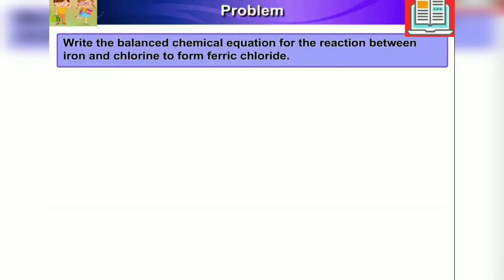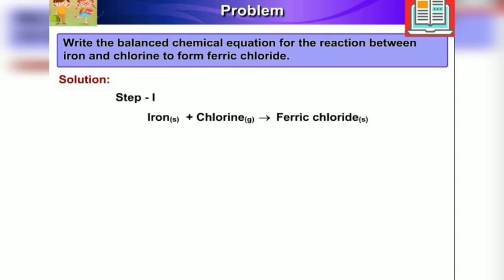Write the balanced chemical equation for the reaction between iron and chlorine to form ferric chloride. Solution. Step 1. Iron in solid form plus chlorine in gaseous form gives ferric chloride in solid form. Step 2. Fe in solid form plus Cl2 in gaseous form gives FeCl3 in solid form.